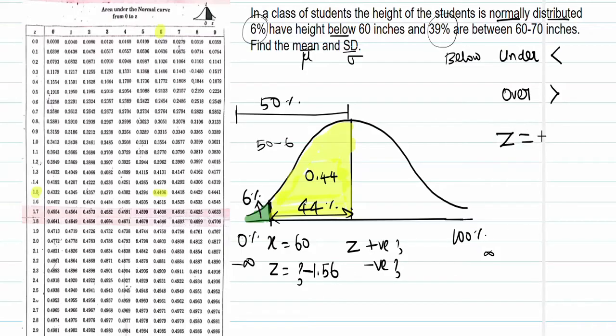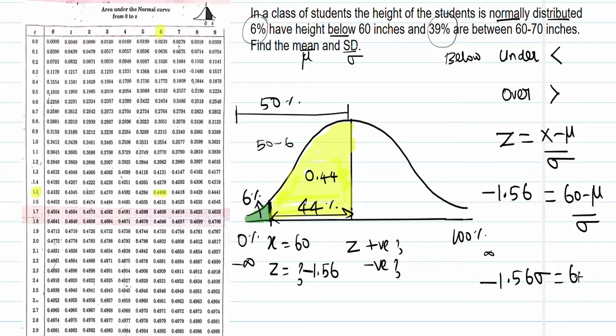Let me fix it with the given data. Z is equal to, I know the standard formula is x minus mu divided by sigma. On fixing it, minus 1.56 is equal to 60 minus mu divided by sigma, or minus 1.56 times sigma equals 60 minus mu. Mark this as equation number 1.